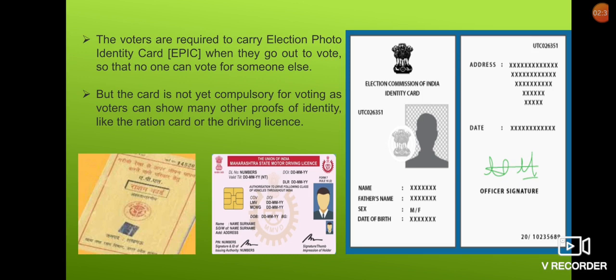But the card is not yet compulsory for voting as there are many other options also which could be carried as a proof of identity, like the ration card or the driving license.